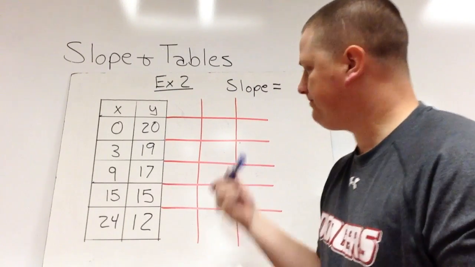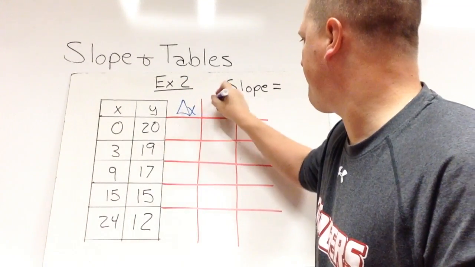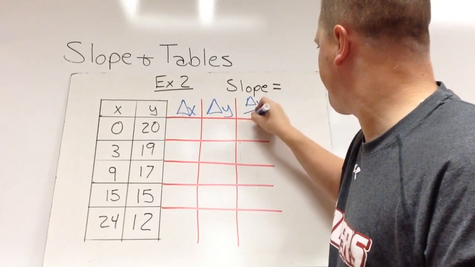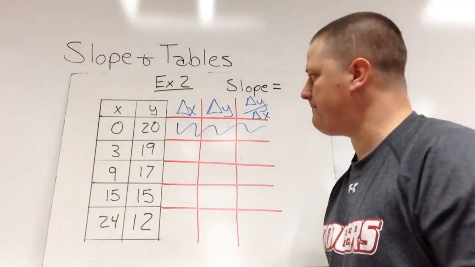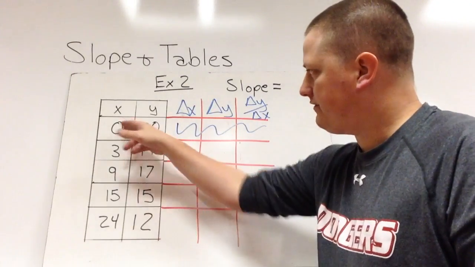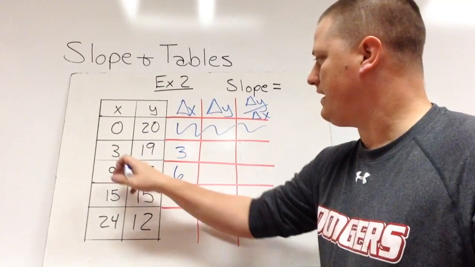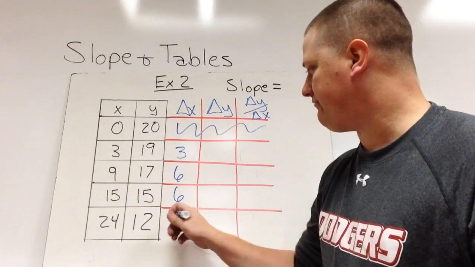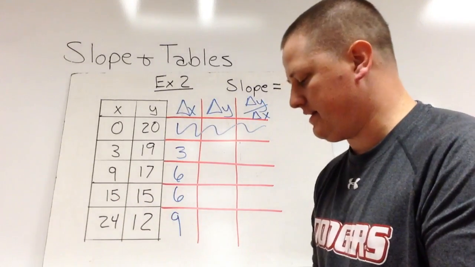So now we have this table. Again, I'm going to fill it out. The first one is unneeded. Okay? I'm going to do blue in the first one. 0 to 3 is 3. 3 to 9 is 6. 9 to 15 is 6. 15 to 24 is 9. So we've got 3, 6, 6, 9 there.